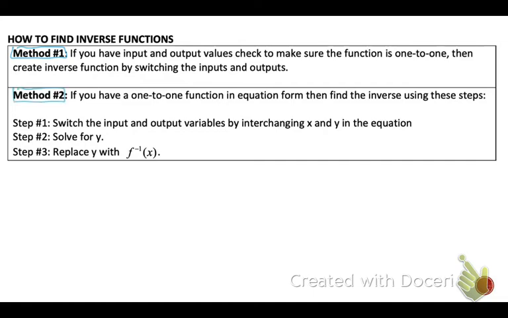Now method number 2 would be if you were given the function in equation form. Then we have to go through some steps to find the inverse equation. So step 1 would be you switch the input and output variables. You just interchange x and y in the equation. You solve for the new y, and then you replace that with inverse function notation, which is f⁻¹(x), but you read that as the inverse function of x.